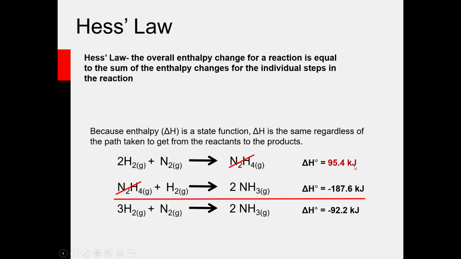Or another way of looking at that is if we add this enthalpy change, 95.4 kilojoules, plus negative 187.6 kilojoules, we get the overall enthalpy change for the reaction, negative 92.2 kilojoules. And that's what Hess's law says. The enthalpy change of this step plus this step must equal the overall enthalpy change for the reaction. Just because you do a reaction stepwise doesn't change the overall difference in enthalpy between the reactants and the products.